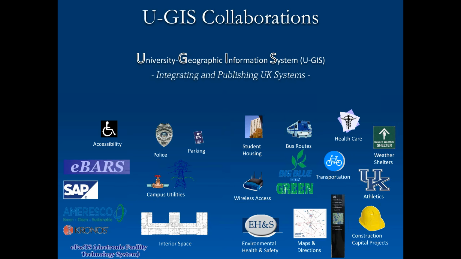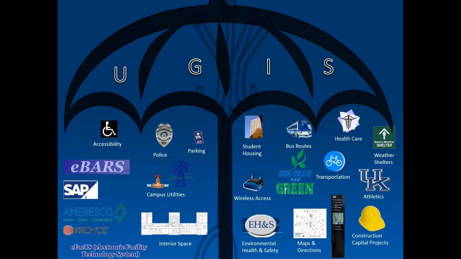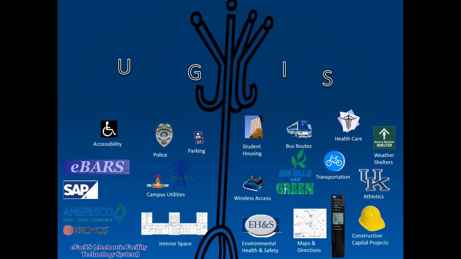So at a university, there's so many different areas that can benefit from GIS and from building a university GIS. And the way we see this is that they all fall under the UGIS umbrella. We can all see our information through a graphical interface, but we need to connect. And the way that we connect is by viewing UGIS as a coat rack.